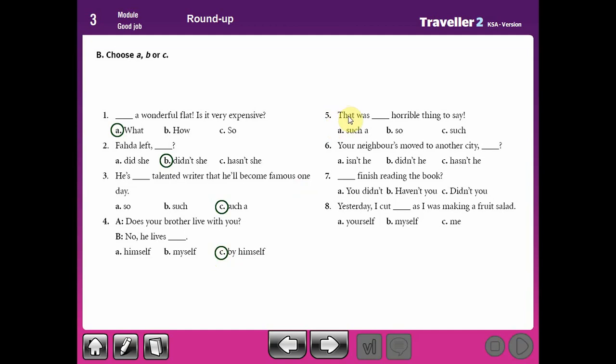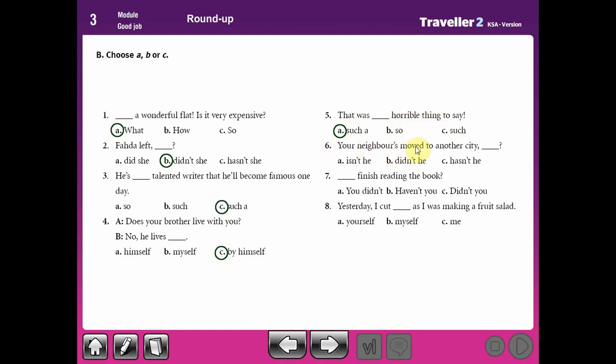Number 5, that was a horrible thing to say. Noun, adjective, noun. Singular noun. So such a, or so, or such a. Very good. We use such a when we have a singular noun, right? Like here, such a, because we have a writer, not writers here. But if we have things here, we can say such, right? Those were such horrible things to say. You can say that, right?